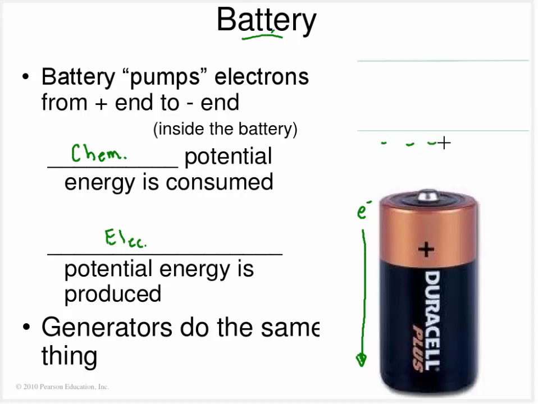What we're going to end up with is a bunch of negatives down here and a bunch of positives up here. And we're going to have some electrical field present, and surprise, surprise, if we were to put a charged particle inside of this electrical field, then it's going to move. It's going to feel a force in the direction of the electrical field. Generators actually do the same thing. They're essentially a fancy electron pump, if you will.